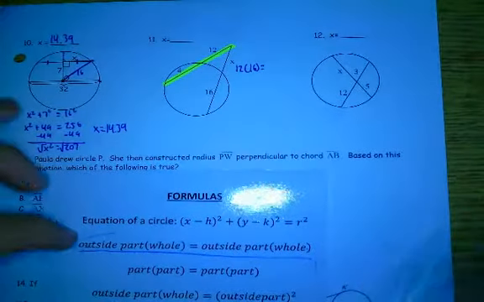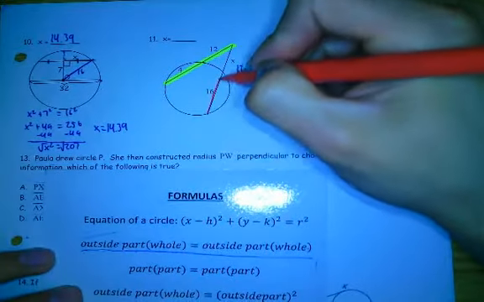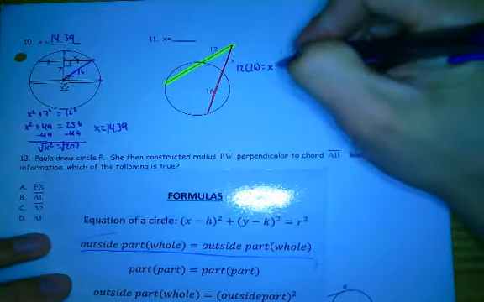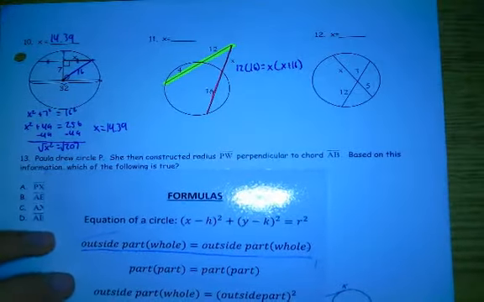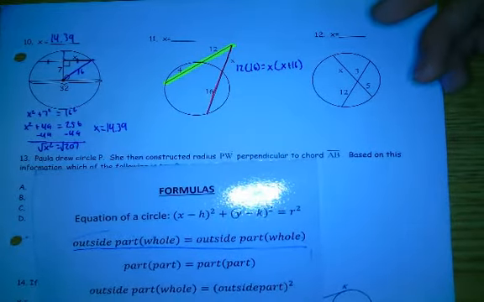Okay? So now we just have to solve here. So on the left hand side, 12 times 16 is 192. And here you have to distribute, remember. So x times x is x squared. And then x times 16 is 16x.